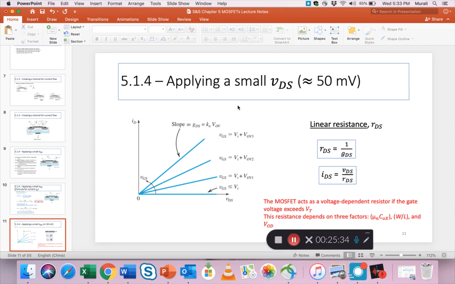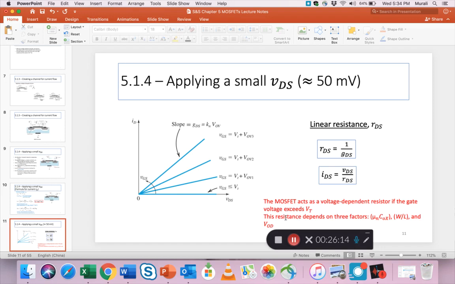So apply a small VDS, and if the gate voltage VGS exceeds VT, then you can model the transistor, the MOSFET, as a voltage dependent resistor. And so RDS is defined as 1 by GDS, and IDS can be written as VDS by RDS. Okay, so these are just relationships to help you become a little more comfortable and to model a MOSFET in this region where VDS, the drain to source voltage, is small.